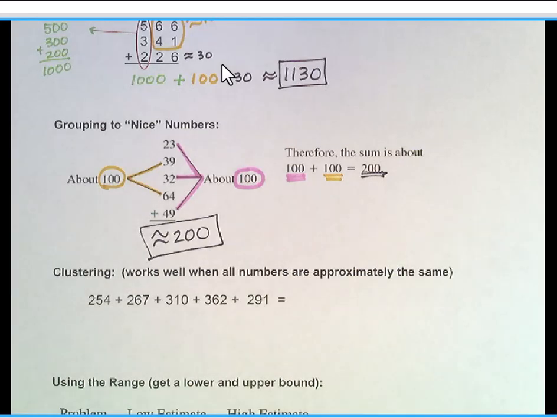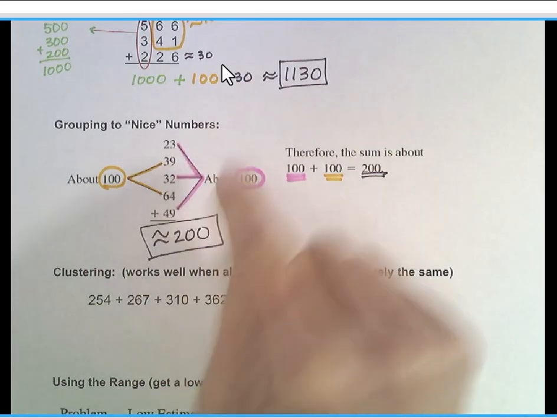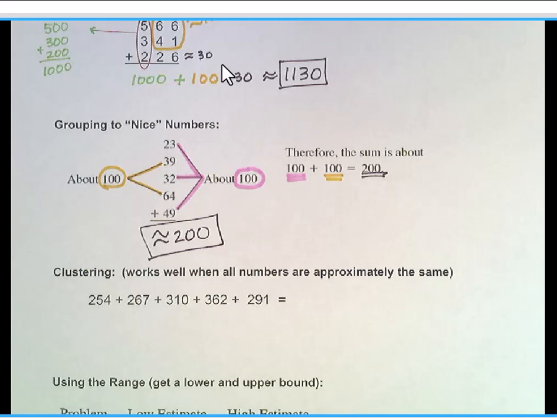Again, I don't know the exact answer. I just tried to group and find, and you see I was rounding as I was doing that. I was like, 20, 30, 50. See, I'm rounding. That's kind of the main thing that you do when you're estimating.